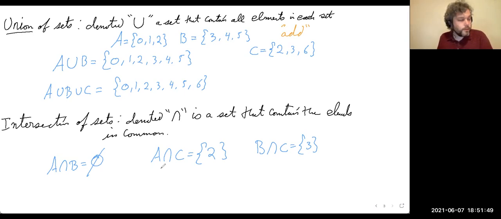So intersection is just what do they have in common, and the union is you're putting them all together, you're adding them together. So I think of intersection as in common, and union is like adding them up. That's very, very important that we understand that. But from there, we can move on to some more topics.